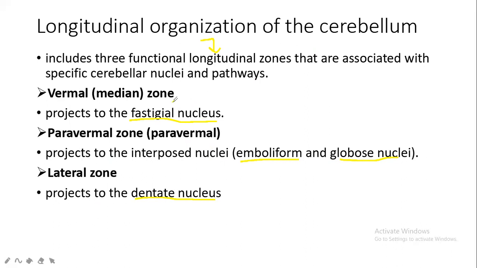With the three parts of the cerebellum that we've talked about in the previous slides, we see that this zone works with the vestibulocerebellum. Hence, the vestibulocerebellum works with the fastigial nucleus. This paravermal zone works with the spinal cerebellum, hence works with these two nuclei, the emboliform and the globose. Here, this one works with the corticocerebellum, or the cerebrocerebellum, or the pontocerebellum, or the neocerebellum, and the dentate nucleus. So these are basically the zones, how we divide the cerebellum. There's a median zone where we see the vermis, the paravermal zone and a lateral zone.